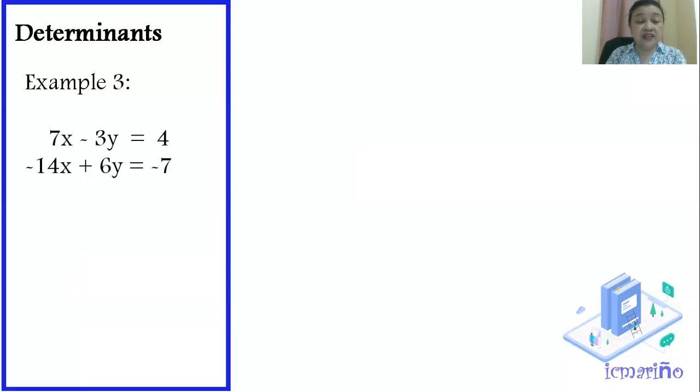7x minus 3y equals 4 and negative 14x plus 6y equals negative 7. Okay, would you like to try it first? Okay, kayo muna. Try natin kung alam niyo na. Okay, so, I will give you the formula. Okay, x equals dx over d and y equals dy over d.